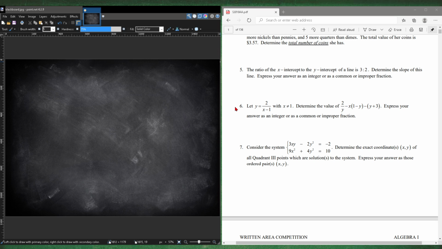Consider this system: 3xy minus 2y squared equals negative 2, and 9x squared plus 4y squared equals 10. Determine the exact coordinates x, y of all quadrant 3 points. So what we could do is factor out our y, which gives us y times 3x minus 2y equals negative 2. And I noticed that if we square this, we get 9x squared plus 4y squared minus 12xy equals 4.